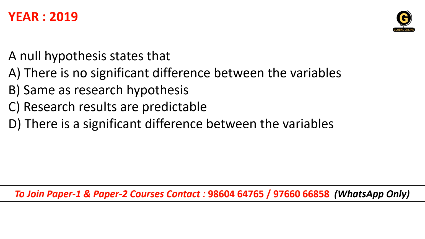Next, the questions are from the 2019 examination now. A null hypothesis states that A. There is no significant difference between the variables. B. Same as research hypothesis. C. Research results are predictable. And D. There is a significant difference between the variables. So the right answer is option A, which is there is no significant difference between the variables.